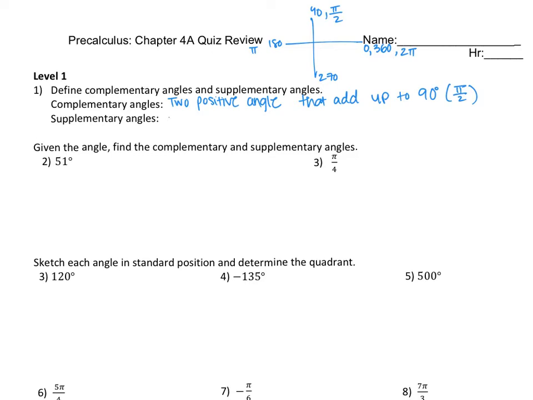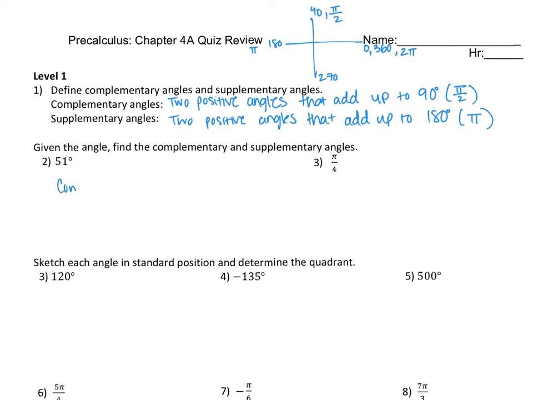And then supplementary angles are two positive angles, that should be plural, that add up to be 180 degrees, which is equivalent to pi. All right, so let's talk about finding complementary and supplementary angles. For this part, you can use a calculator, which might be easiest.